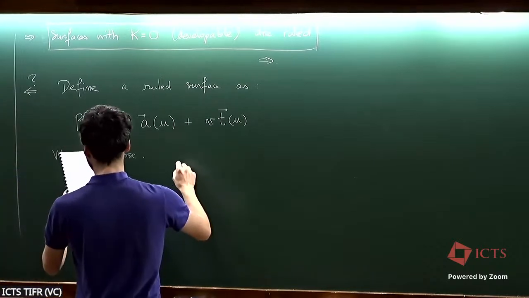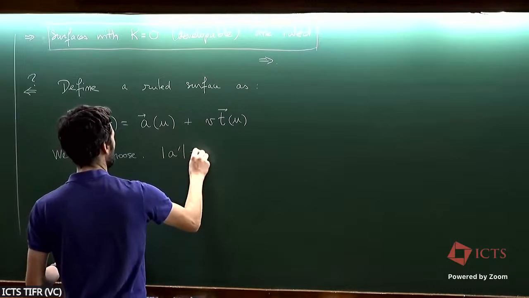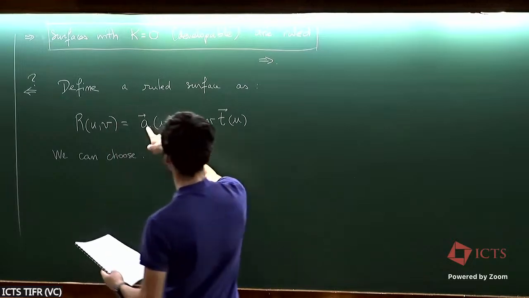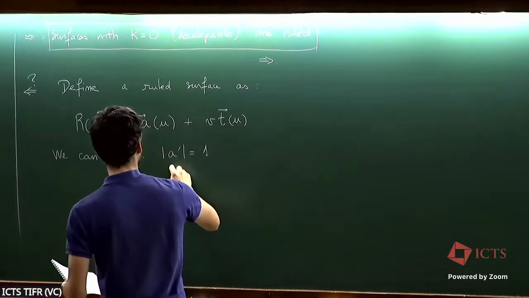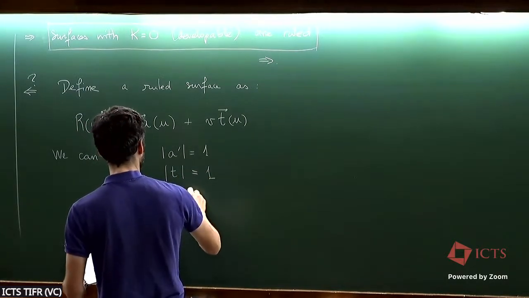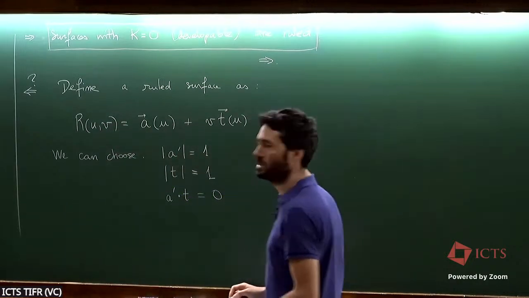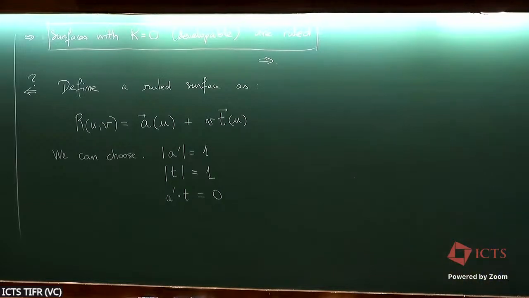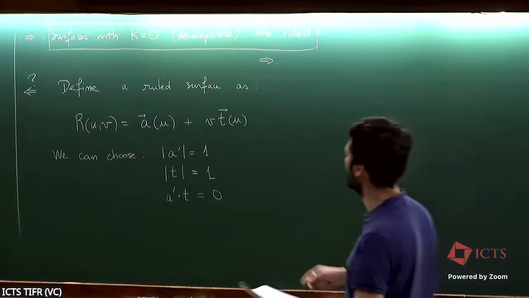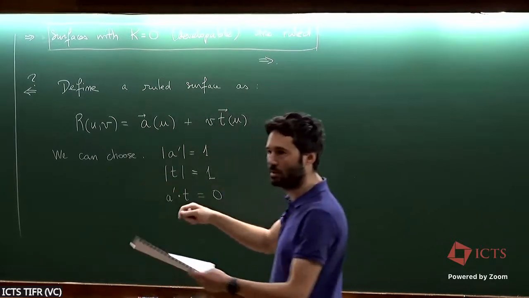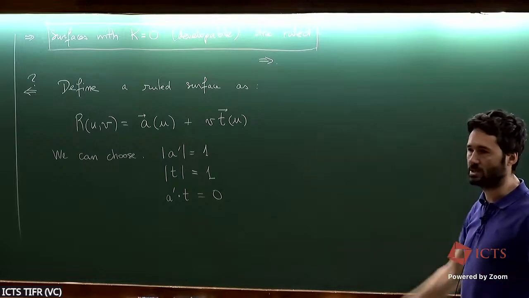the following conditions. A prime equal to 1, so this vector will be normalized. A prime is the derivative with respect to U. T is also normalized. And A prime scalar T is 0. I will not do the proof, but believe me, this is not too difficult to check: starting from arbitrary A and T, you can change variables to arrive at this description here.